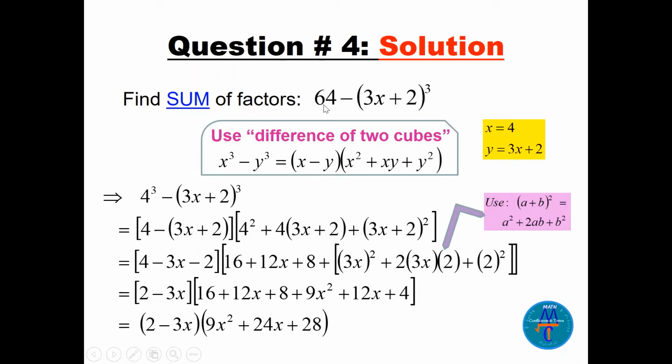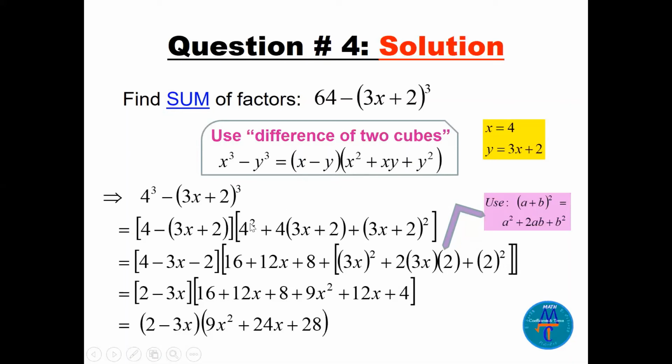Okay, now this is the question. 64 minus 3x plus 2 cubed. So I can take 64 as 4 cubed, you see? 4 cubed minus this one. Remember the formula, difference of two cubes, x cubed minus y cubed. I'll put the formula here to help you. So x now is the 4, and y is 3x plus 2. Just write x minus y, 4 minus, this is the y. But remember here, you need the bracket. In the y here, you need a bracket because you have two terms.